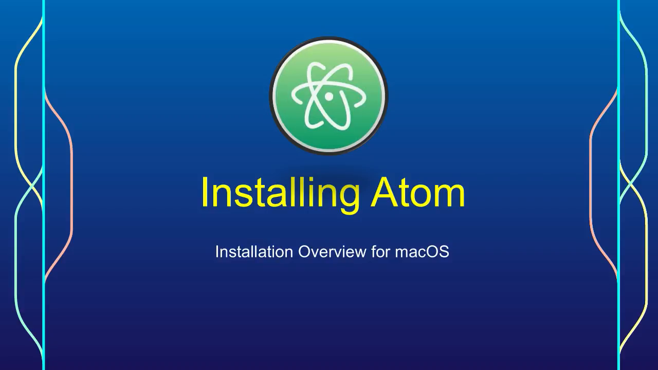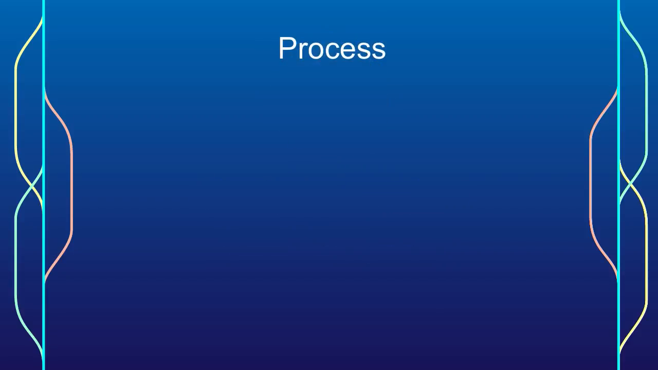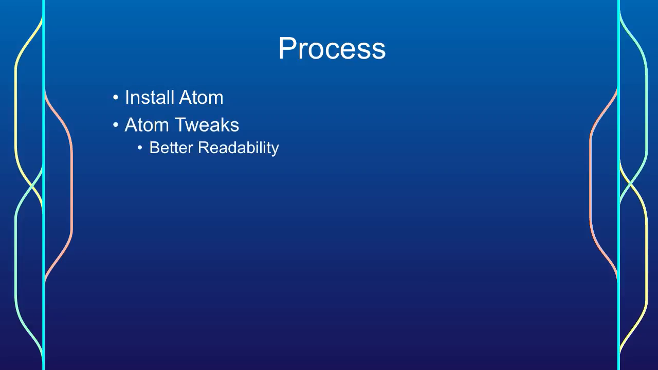Welcome. In this video, we're going to install the Atom text editor for macOS. We're going to start off by installing Atom and then making a few tweaks for better readability. Then we'll integrate Atom with the Git source control tool.